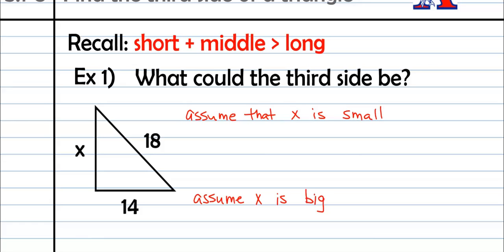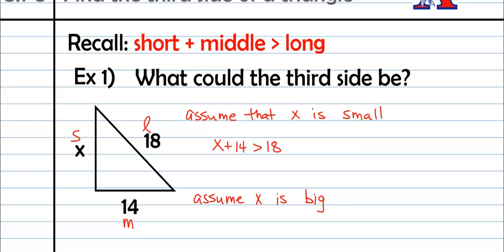Okay. So first thing, we're going to assume that x is small. So I'm going to label it as the small side, meaning 14 is the medium side and 18 is the longest side. Okay. So we're just going to do what we did before, where we say small plus medium has to be bigger than large. And I just went ahead and plugged those numbers in. So instead of the small side, I used x. Instead of the medium side, I used 14. And then the longest side is 18.